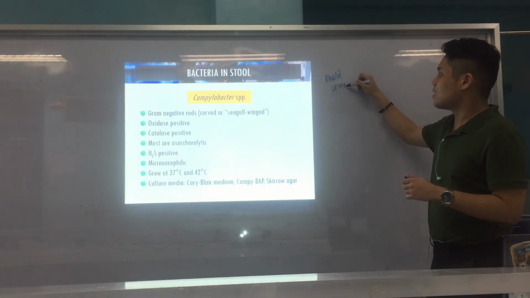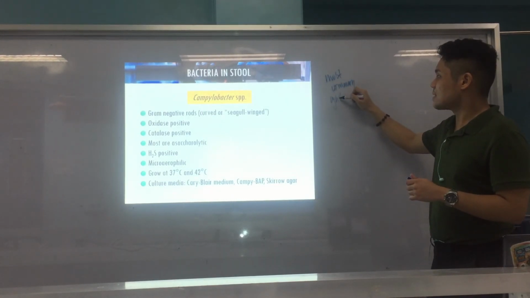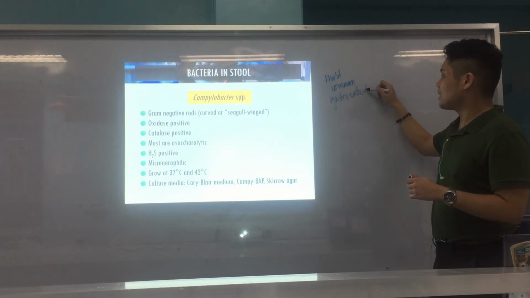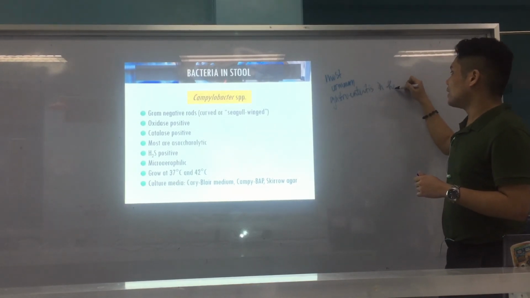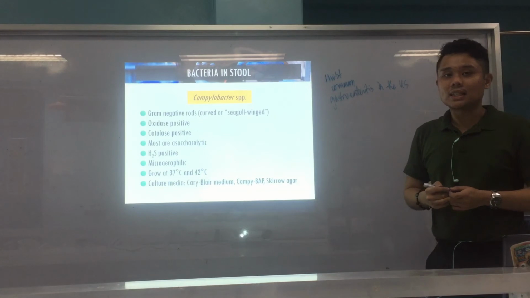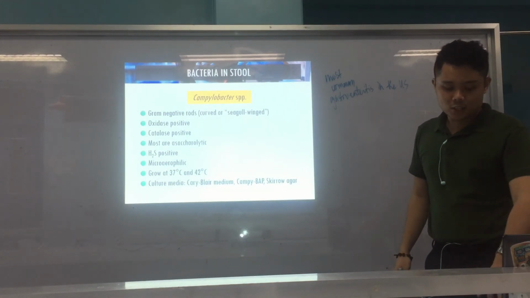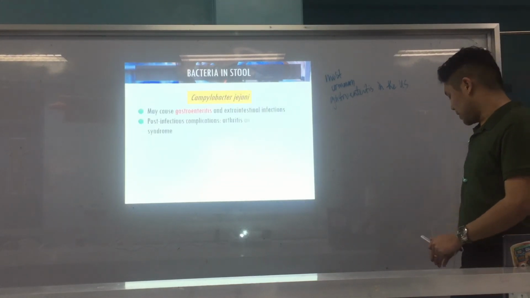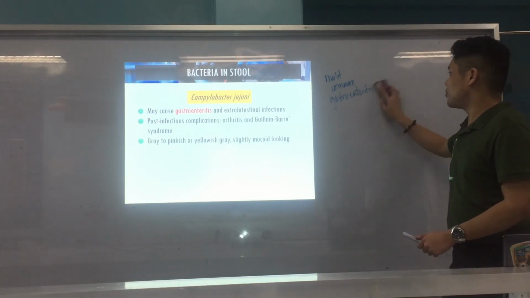Okay? Campylobacter species. According to, I think, Bailey or Samihon, Campylobacter species is the most common cause of gastroenteritis in the US. The most common cause of gastroenteritis in the US is Campylobacter species. And for specific species, you have Campylobacter jejuni.